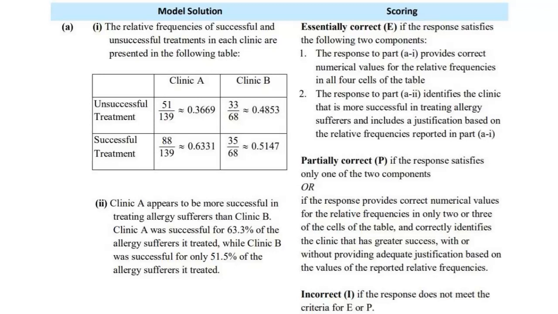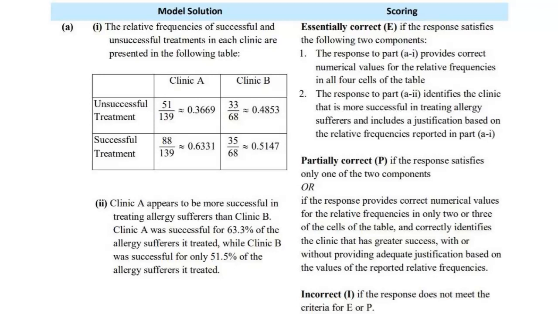Which clinic appears to be the most successful? Clinic A. So Clinic A appears to be more successful in treating allergy sufferers than Clinic B. Clinic A was successful for 63.3% of the allergy sufferers it treated, while Clinic B was successful for only about 51.5% of the allergy sufferers it treated.